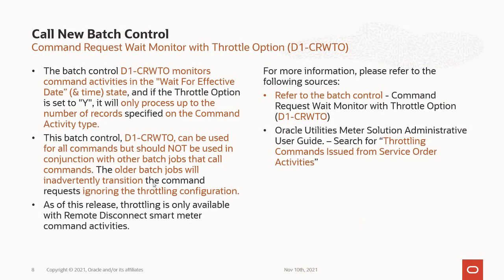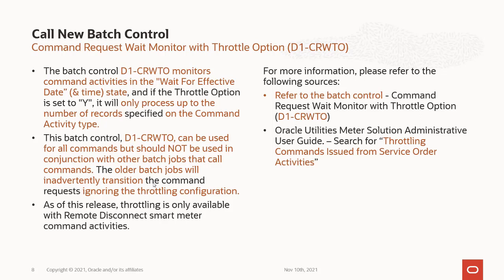Now there's also a new batch control. This batch control is command request wait monitor for throttle option, D1CRWTO. This batch control monitors active activities in the wait for effective date state. So when commands are issued, they're going to wait there, and this monitor is going to pick them up and fire those off. If the throttling option is set to yes, it will only process up to the number of records specified on the command activity type we just set up.